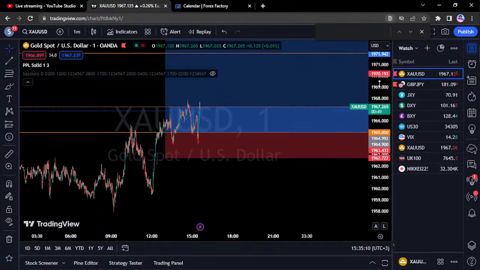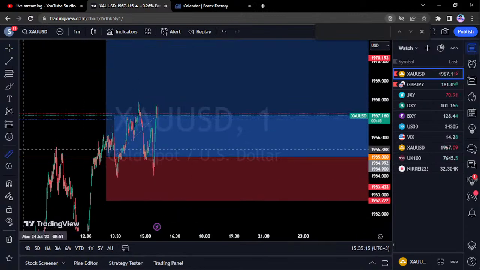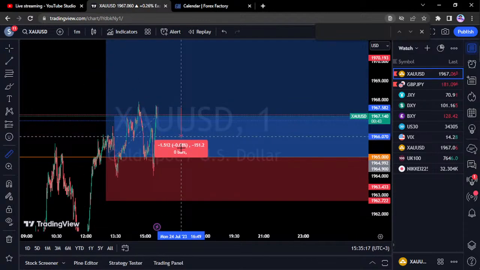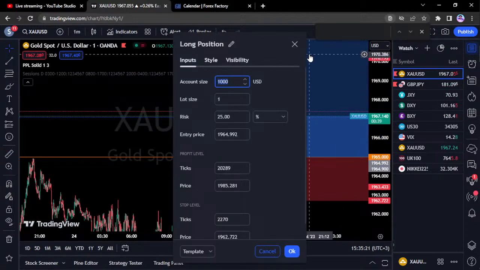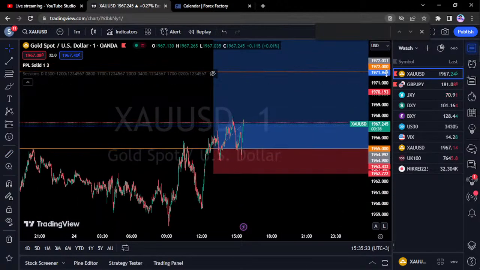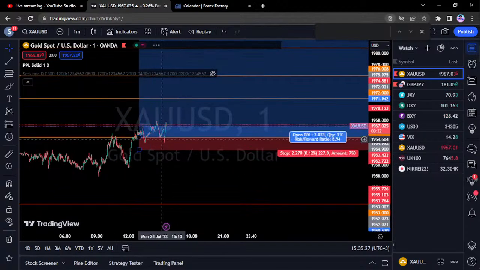As for gold, you can see price just shot up, I think 30 pips just as we were speaking. This is on the lower time frame, that's why you'll see the move looking a little bit larger than usual, but that's just 20 pips.